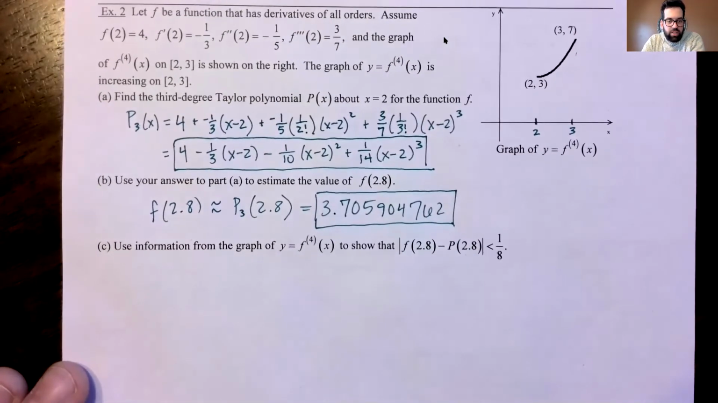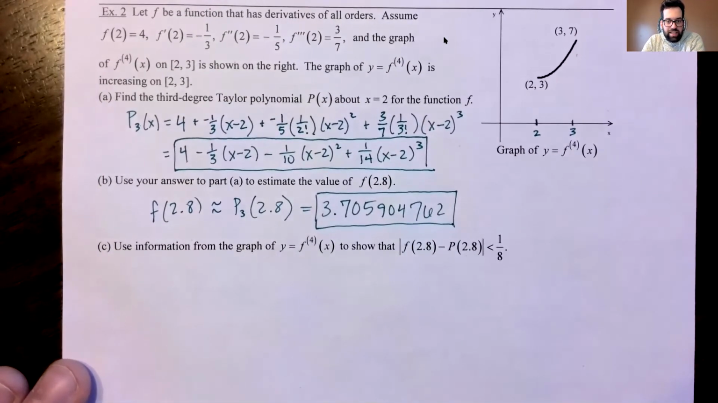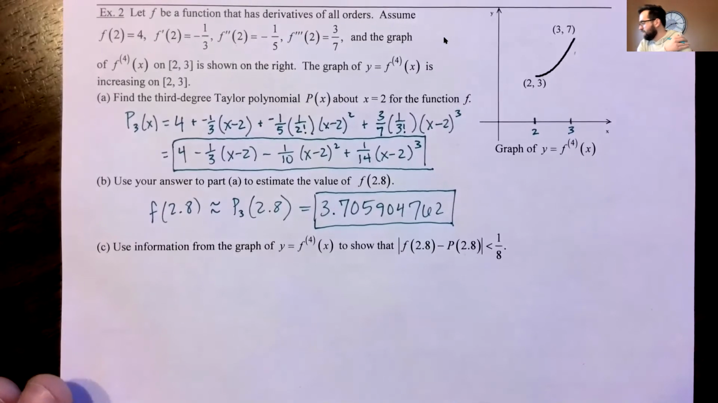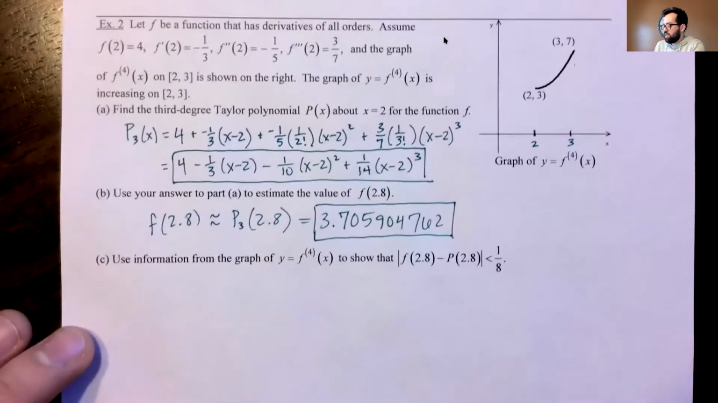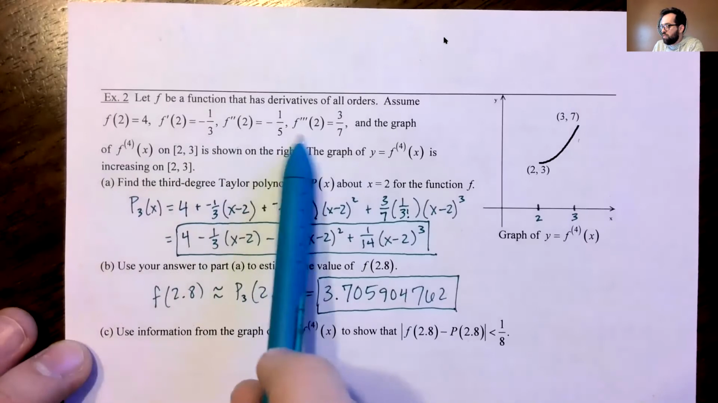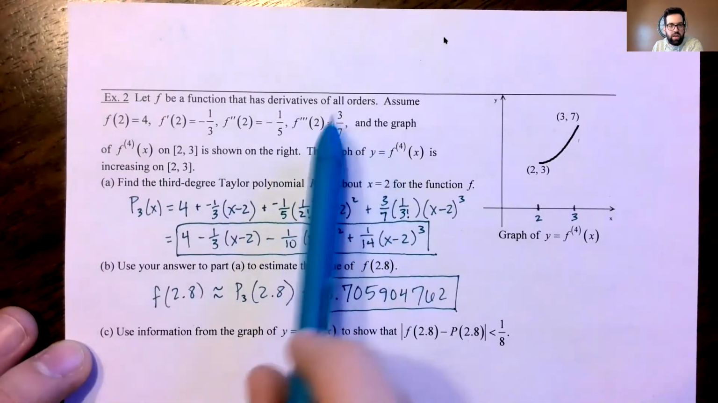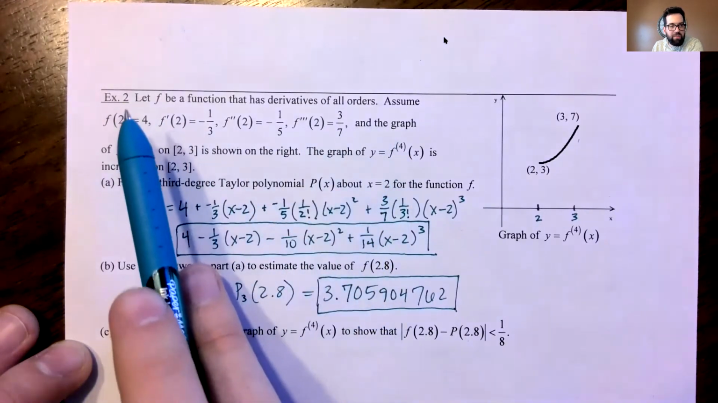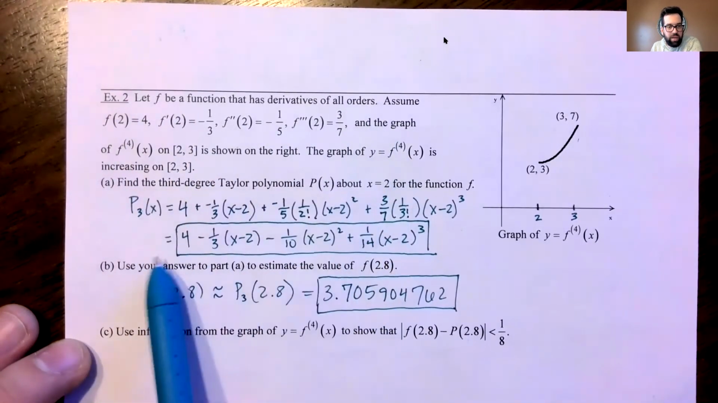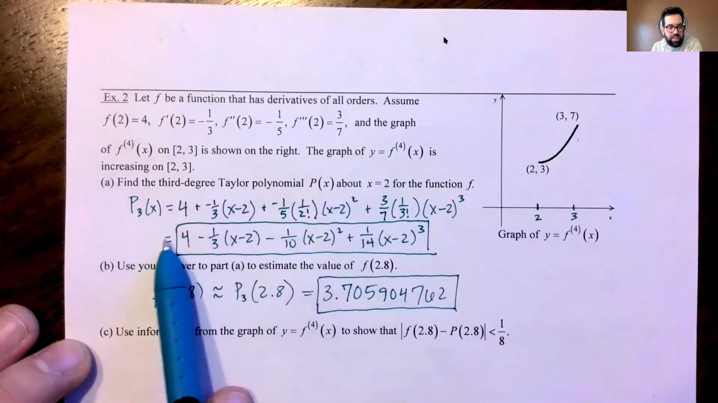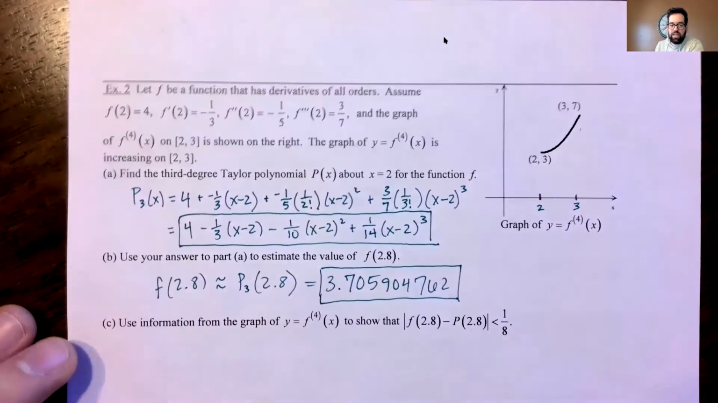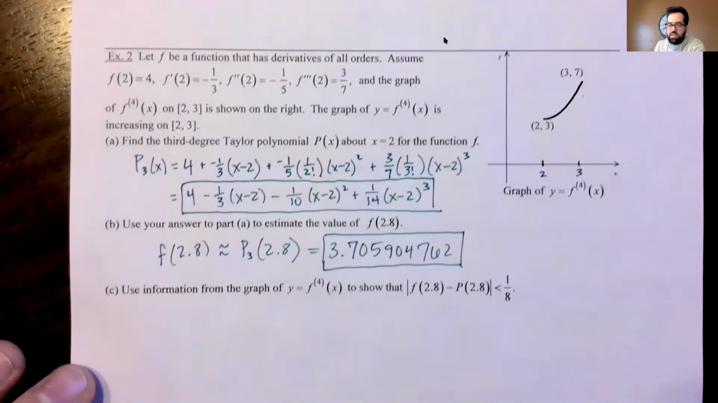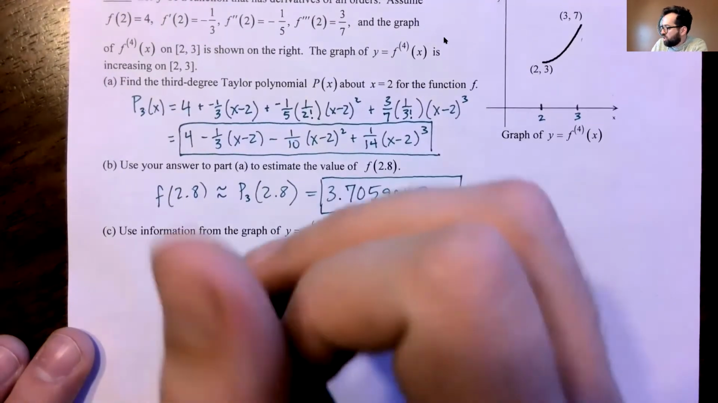Part C, use the information from the graph to show that the error in our approximation is less than 1/8. Okay, so this lesson was focused on alternating series, but first of all, we're only given the first 3 derivatives. We are not told that the rest of the derivatives are going to be alternating. And even the ones that we have go positive, negative, negative, positive. And once we plug in, they're still that same way, positive, negative, negative, positive. These terms are not alternating. So since this is not alternating, we're going to have to use Lagrange error.